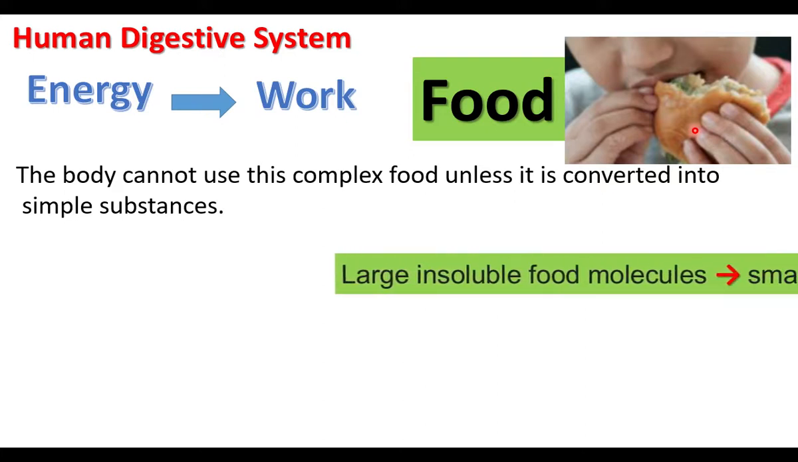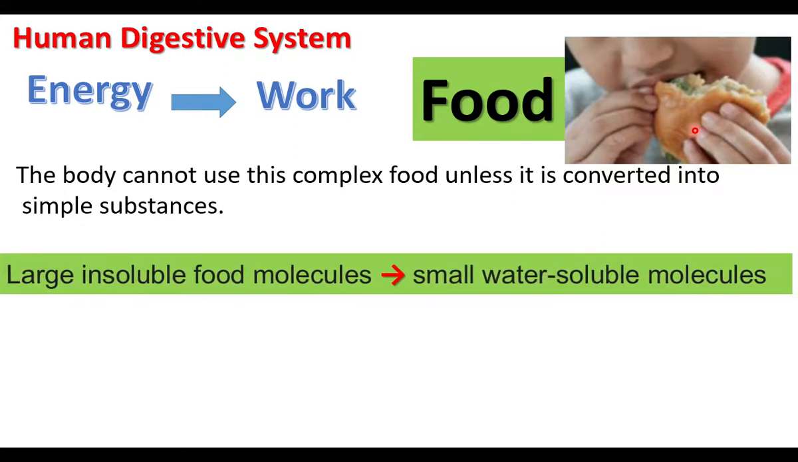Large insoluble food molecules are converted into small water soluble molecules. Food is made up of large insoluble molecules. During digestion, smaller water soluble molecules are obtained from the food. These water soluble molecules are carried by the blood.